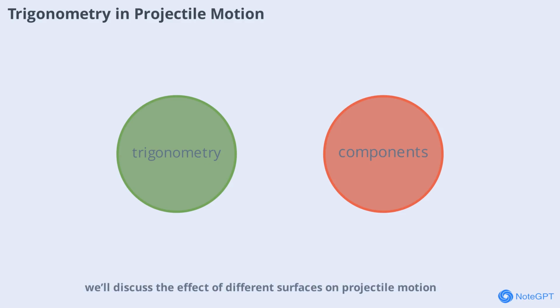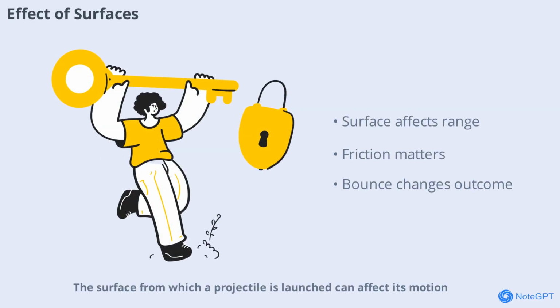Next, we'll discuss the effect of different surfaces on projectile motion. The surface from which a projectile is launched can affect its motion. For example, launching from a smooth, hard surface may result in a longer range compared to a rough or soft surface. Friction and bounce also play roles in how the projectile behaves after landing.